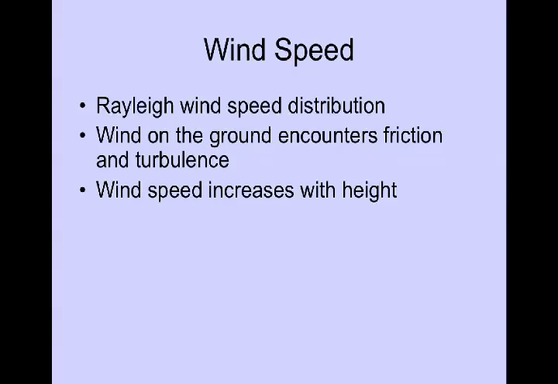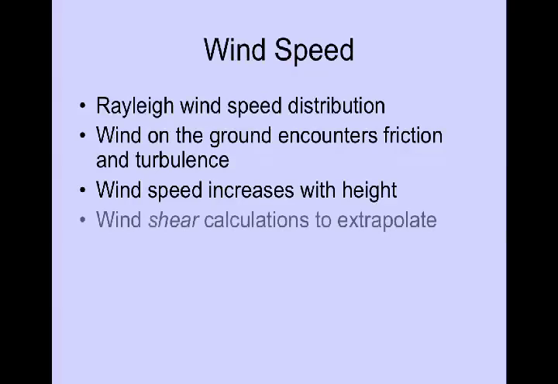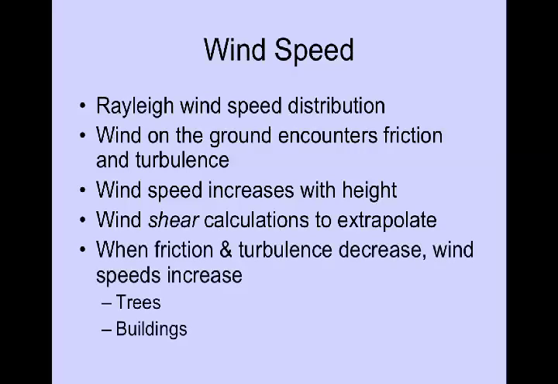And we've learned that wind speed is going to increase with height. And there are ways to calculate for this. That phenomenon of the wind speed increasing with height is known as wind shear. And so we can use wind shear calculations to extrapolate and calculate for that. Anytime we have a friction and turbulence decrease, wind speeds will increase. And so what's going to cause that? Well, buildings can cause that, trees can cause that, crops can cause that, bodies of water, snow, corn versus a plowed field, many examples.